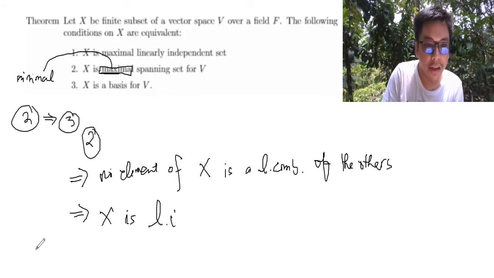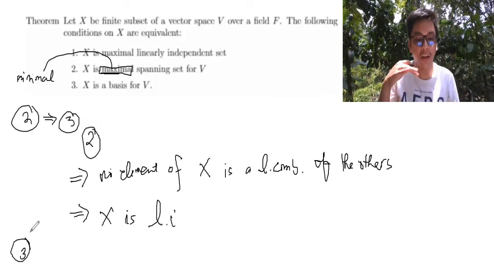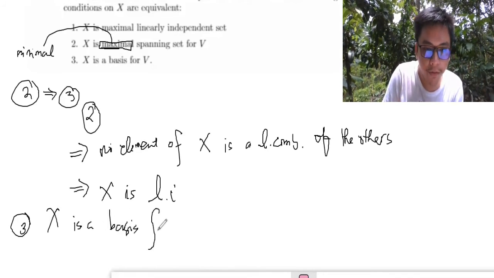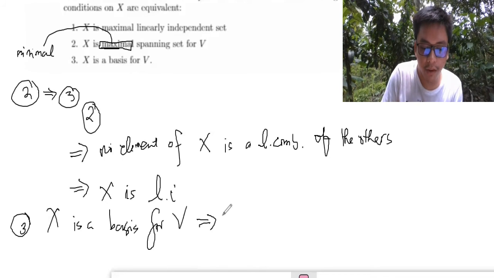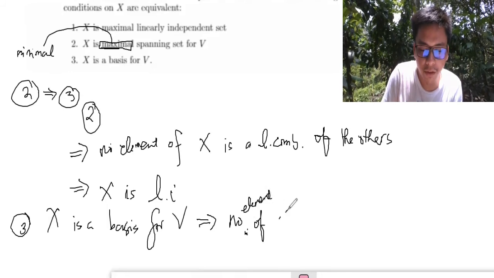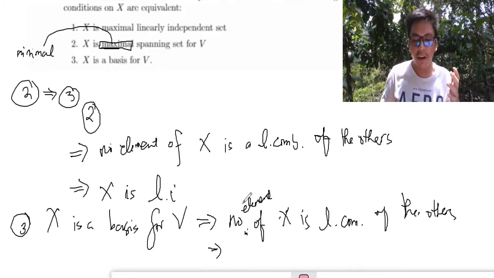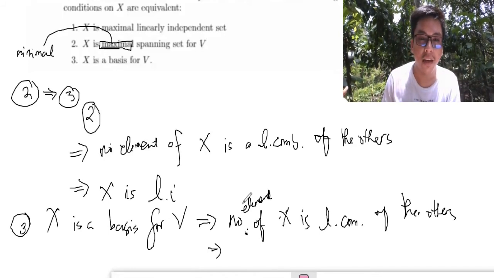V. So let's try if we start with number 3 and then go to number 2. If X is a basis for V, then of course no element of X is a linear combination of the others. So by that, this simply tells us that there is no proper subset that can span V. So by the definition, X is a maximal spanning set for V.